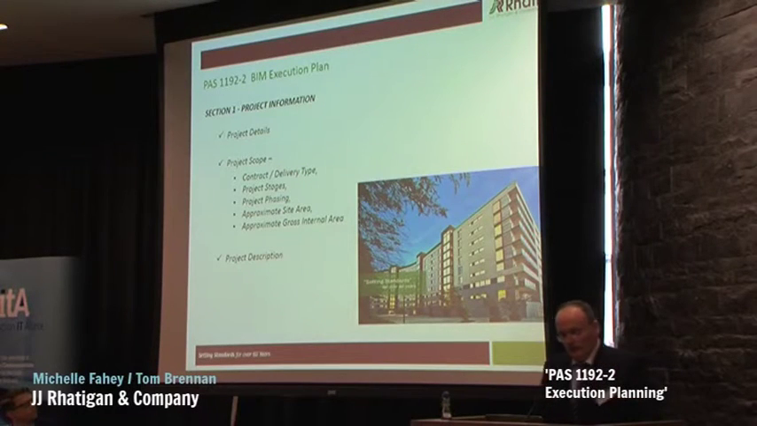So the first stage in the BEP writing, we have our project information. We input this into the BEP. And then the project scope, which deals with contract and delivery type, project stages, project phasing. If there's any particular phasing on the project, we integrate this into the BEP. Approximate site areas and approximate gross internal areas, and a project description.